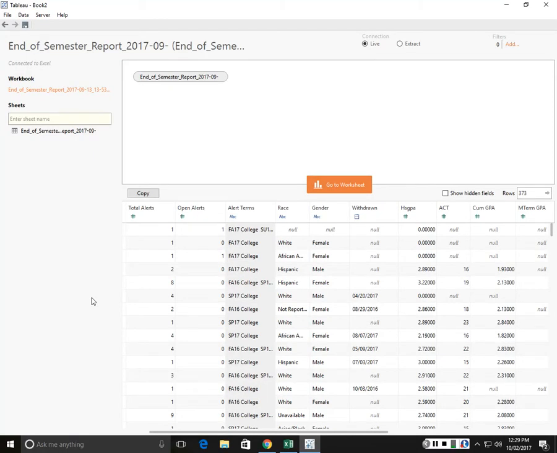When you get to this screen, there's not much here. Again, it's your loading screen where you load your data. This is what you want to hit: Go to worksheet.